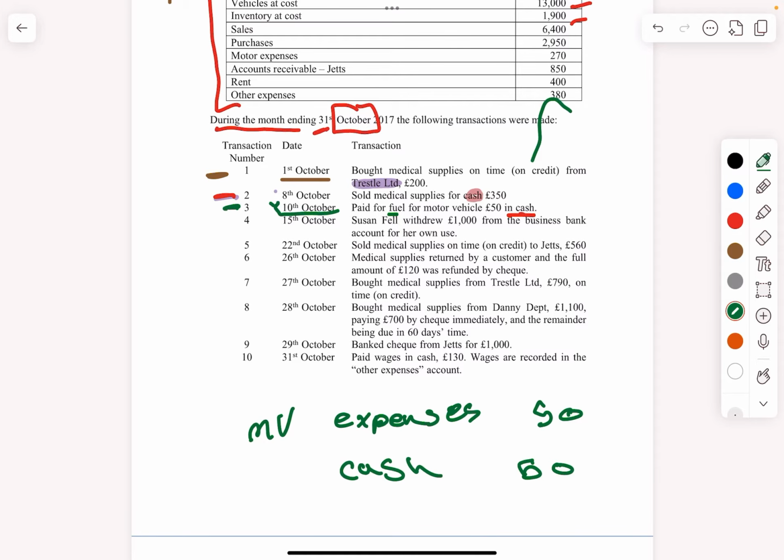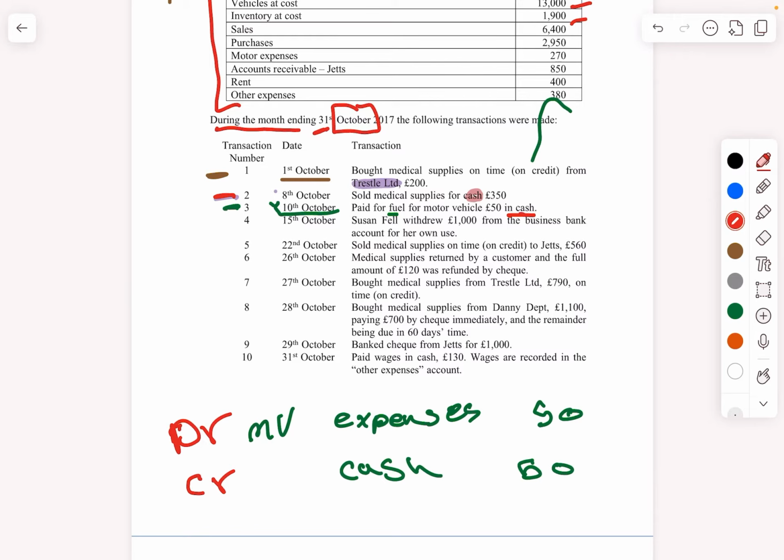Now let's think about it. When we give £50, do we credit or debit the cash? Correct, we're going to credit the cash because we gave away cash. That means we lost cash. That means an asset is down. Motor vehicle expenses is debited because we gained fuel. Now we have more fuel, so that means debited 50.